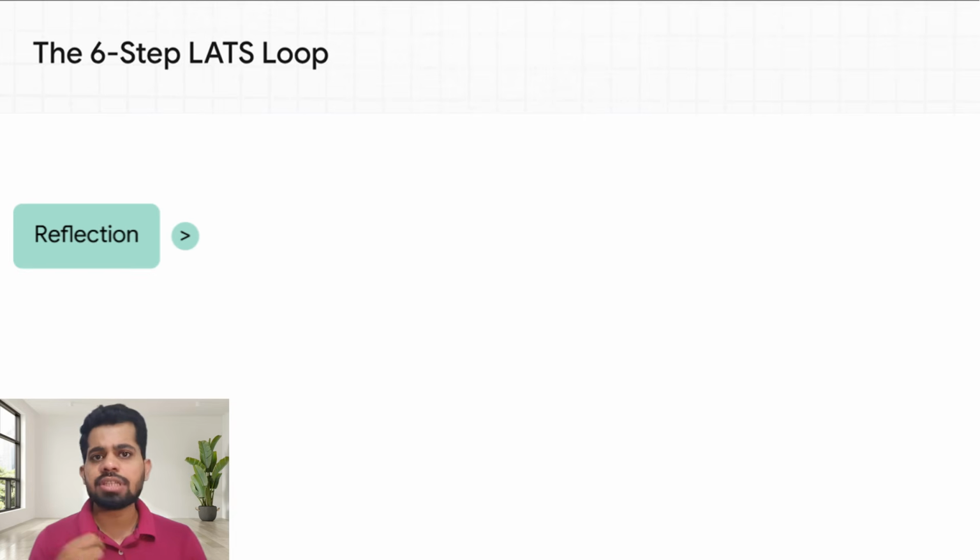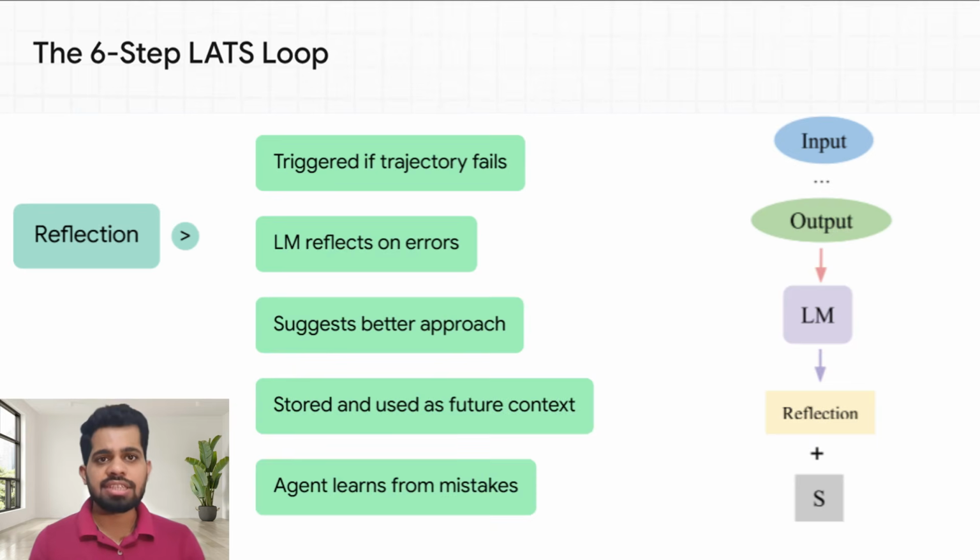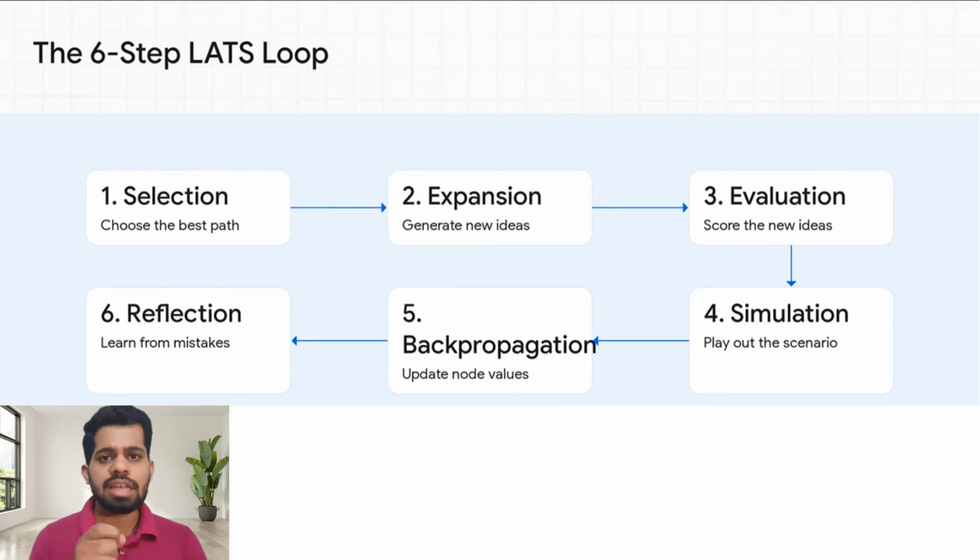The final step is reflection. This is where it gets really smart. If the trajectory fails, it doesn't discard it. It prompts the language model to reflect on the failed attempt, summarize the error, and suggest a better approach next time. This reflection is then stored and used as additional context in future attempts, which helps the agent learn from its own mistakes without costly retraining of the model. This loop of selecting, expanding, evaluating, and learning allows LATS to deliberately construct the best possible solution rather than just hoping for the best on a single try.